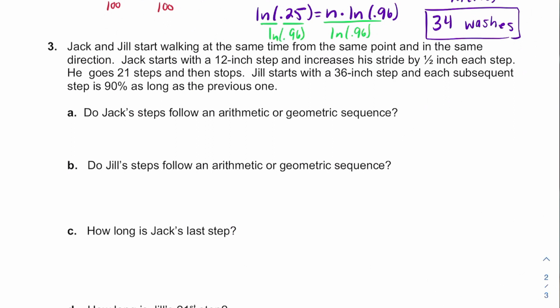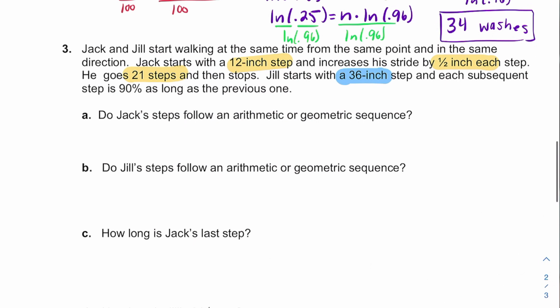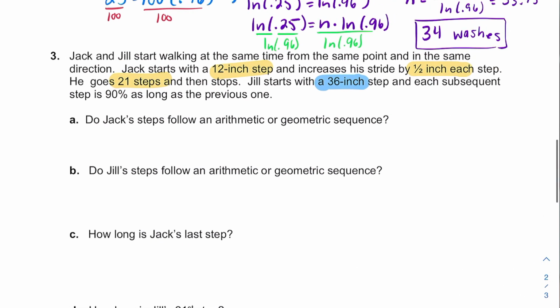Jack and Jill start walking at the same time from the same point in the same direction. Jack starts with 12-inch steps and he increases his stride by a half-inch each time. So 12 inches at the start, he increases by half an inch each step. He goes 21 steps and then stops. Jill starts with a 36-inch step, so a bigger step, and then each subsequent step is 90% as long as the previous one.